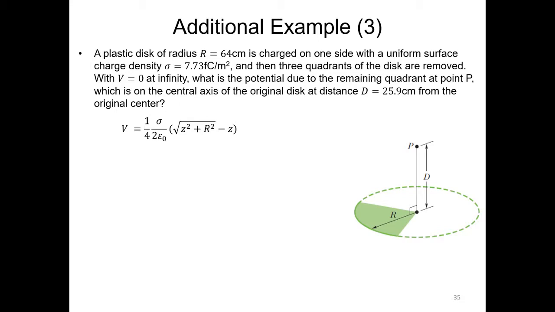The third one is very simple, actually. Plastic disc of radius r equals 64 centimeter. On one side with the uniform surface charge density like this. Actually, originally it's a full plastic disc, and then 3 quadrants of the disc are removed. So for this charge density, no problem, because we just fill all the charge on the whole disc and then remove the 3 quadrants. So only 1 quadrant is left.